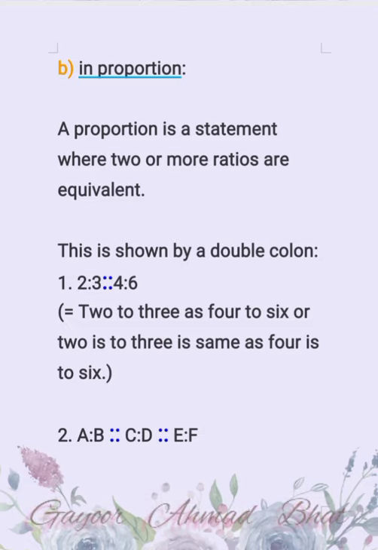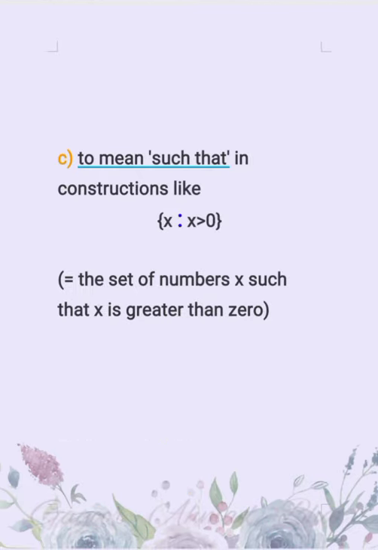Similarly, A:B::C:D::E:F. This is a continuous proportion. Part C, to mean such that in constructions like {x : x > 0}. This represents the set of numbers x such that x is greater than 0.